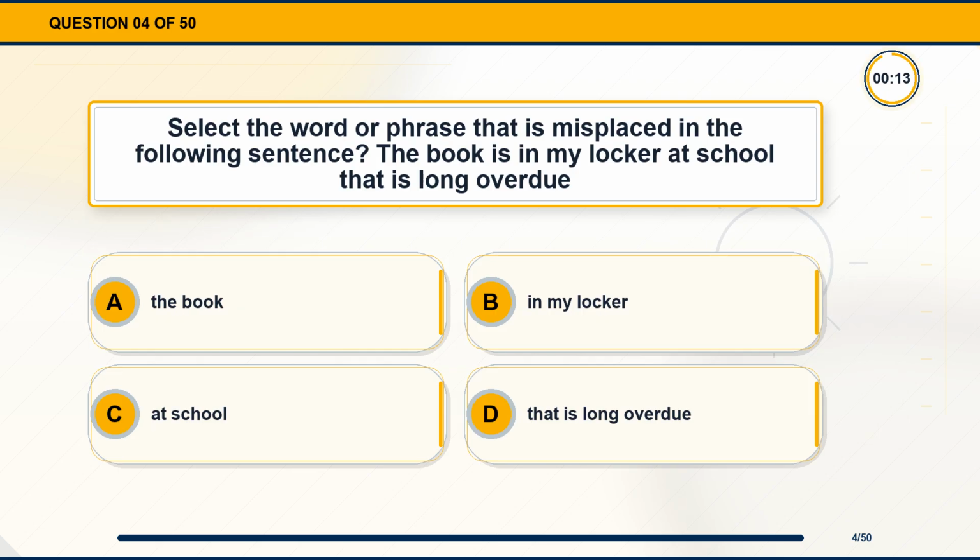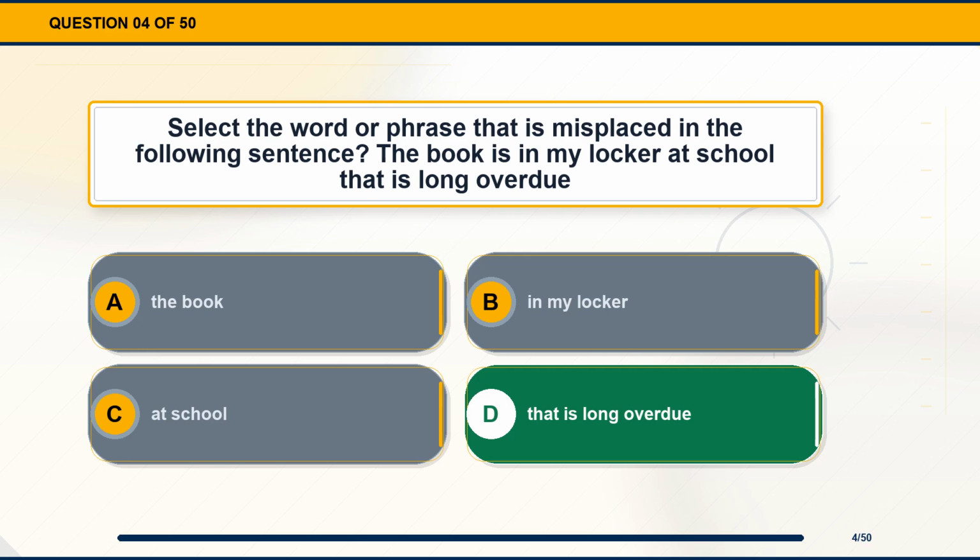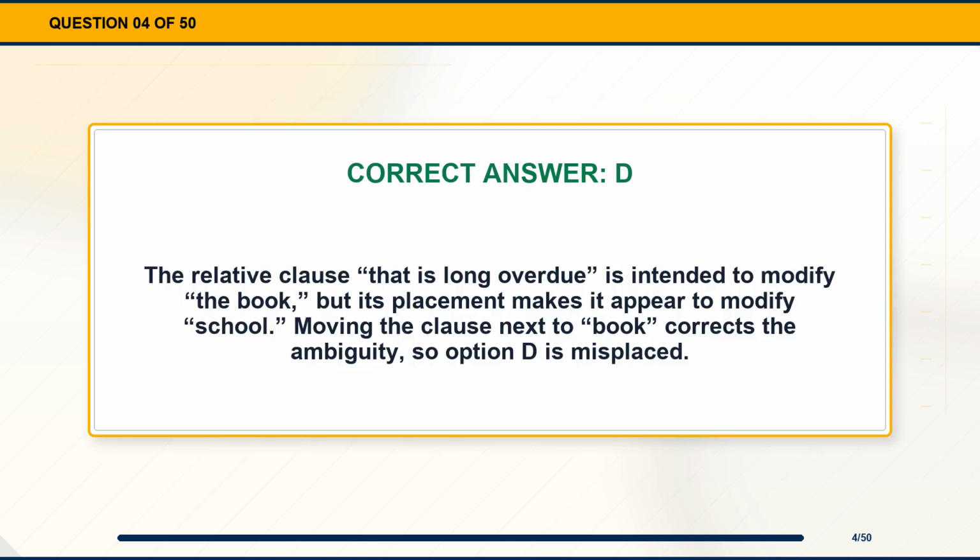Question 4. Select the word or phrase that is misplaced in the following sentence. The book is in my locker at school, that is long overdue. Option A, the book. Option B, in my locker. Option C, at school. Option D, that is long overdue. The correct answer is option D, that is long overdue. Explanation. The relative clause, that is long overdue, is intended to modify the book, but its placement makes it appear to modify school. Moving the clause next to book corrects the ambiguity, so option D is misplaced.